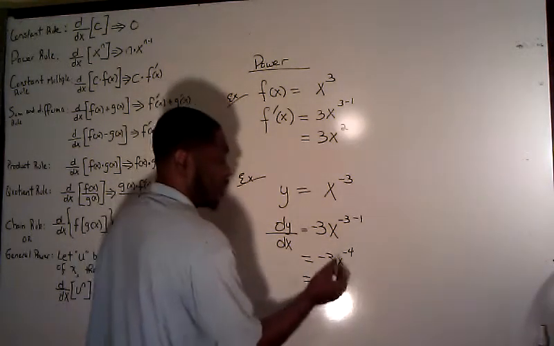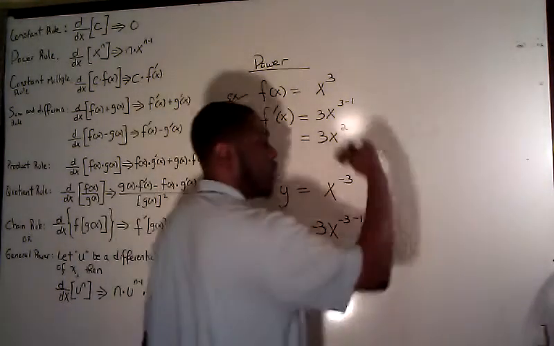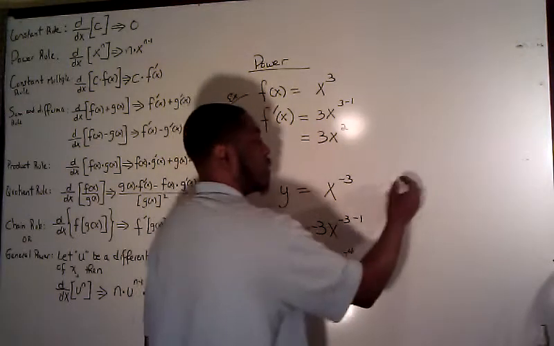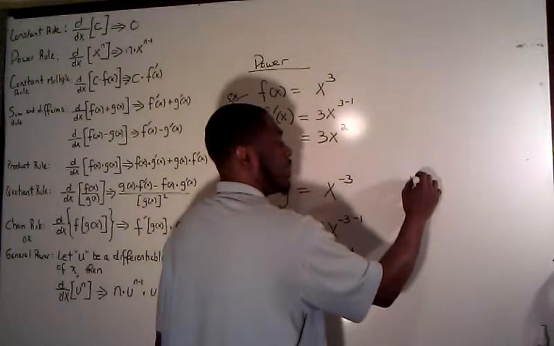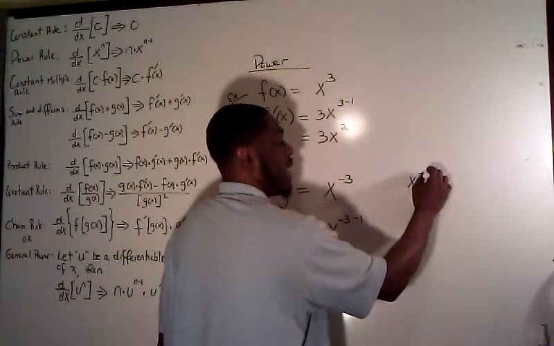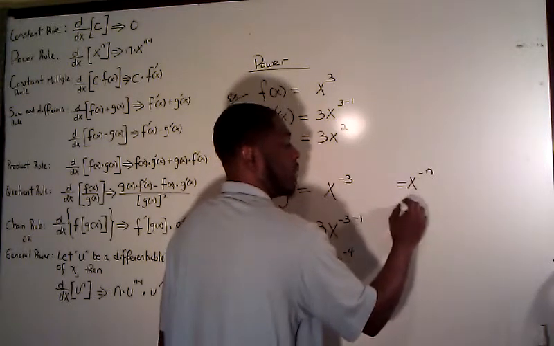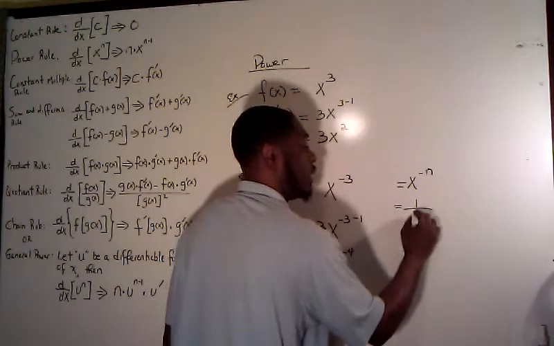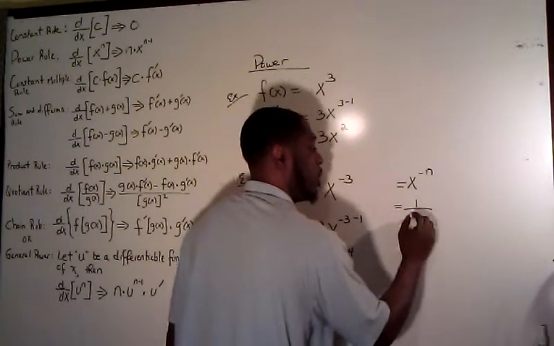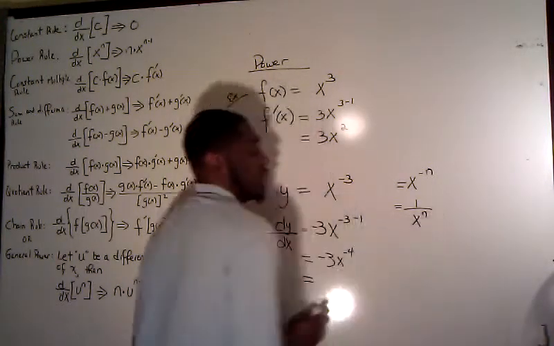To simplify this, remember our power rule from earlier algebra. If we have a base raised to a negative power, let's say n, then that simplifies to 1 over the base raised to the positive version of that power.